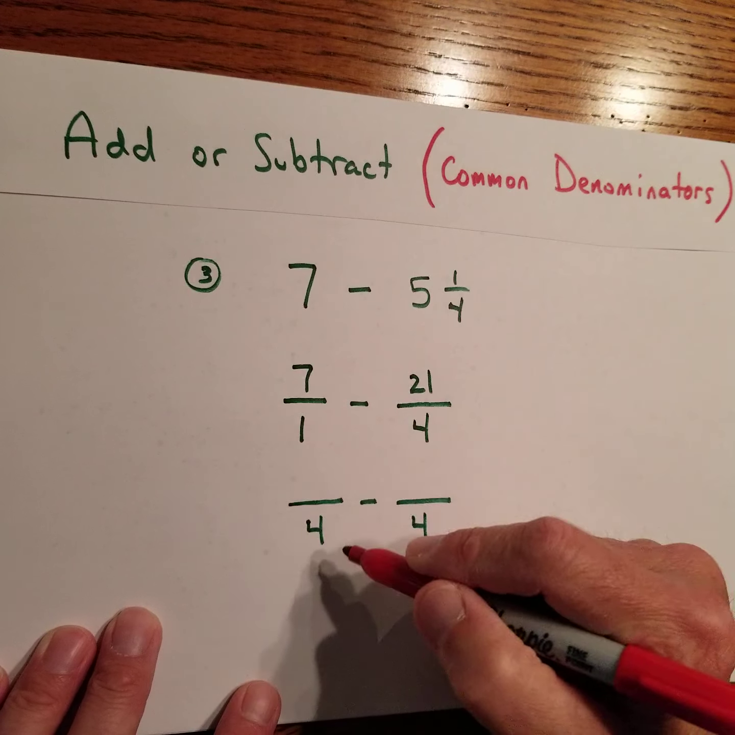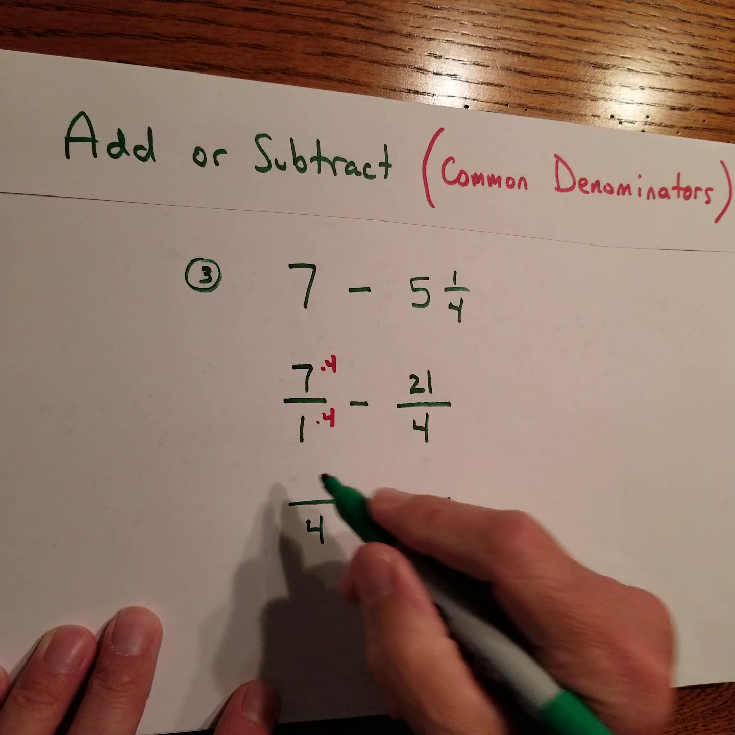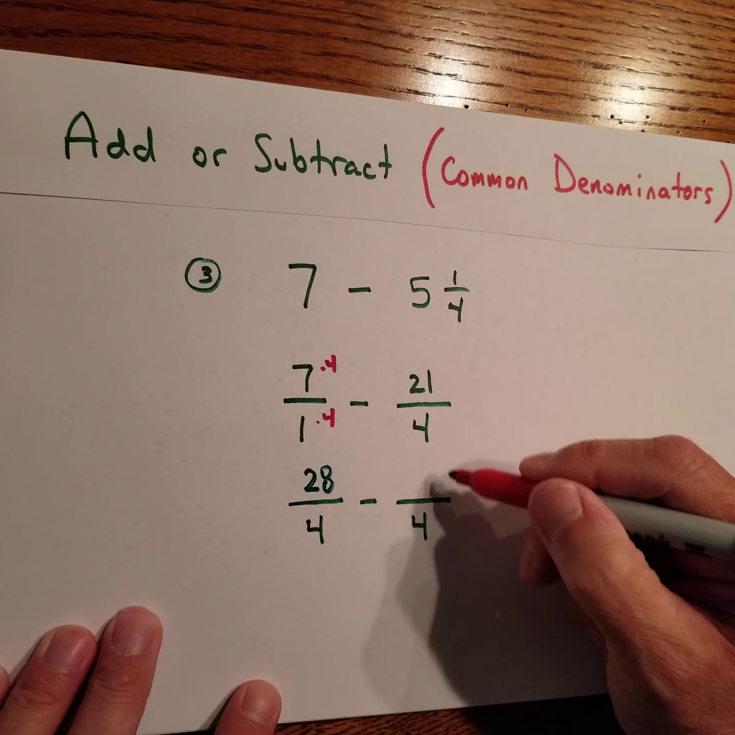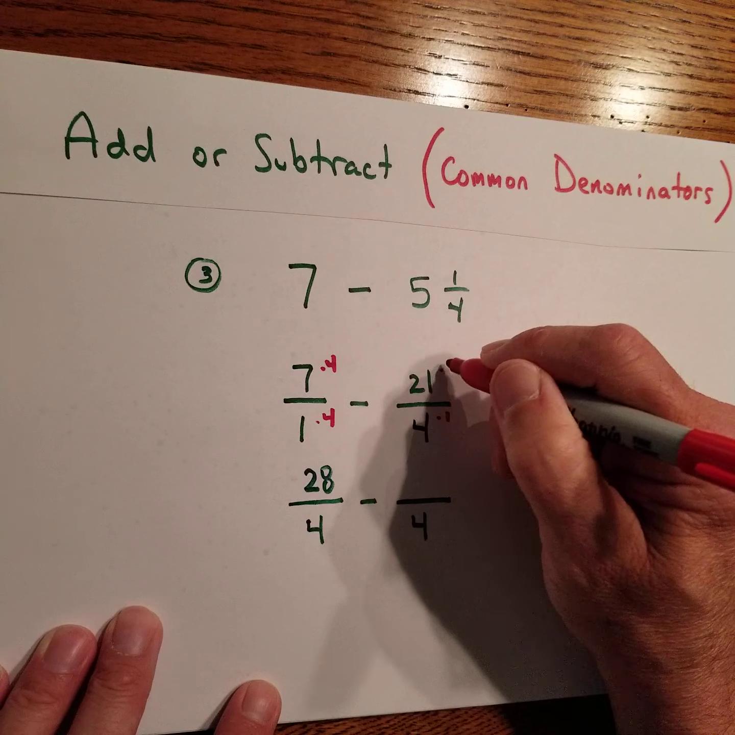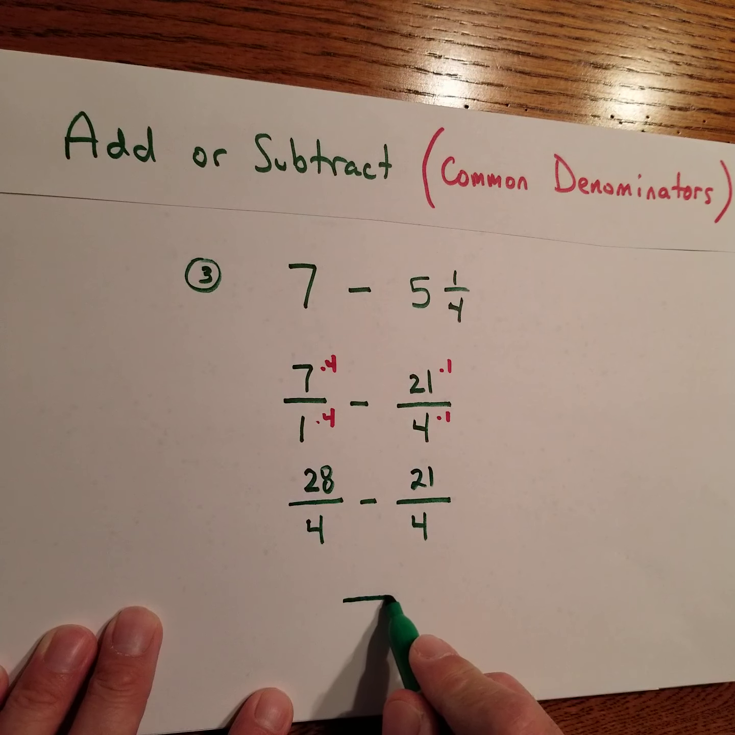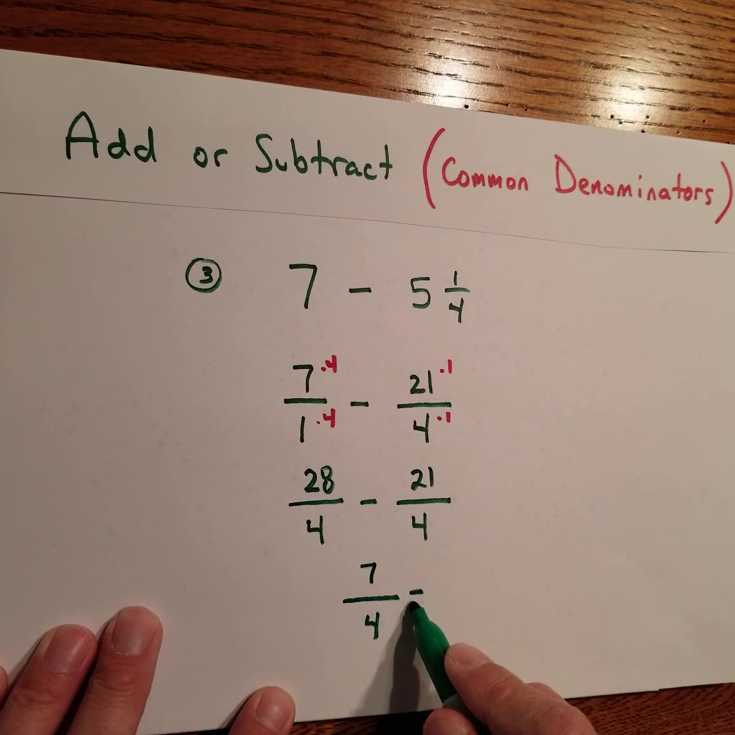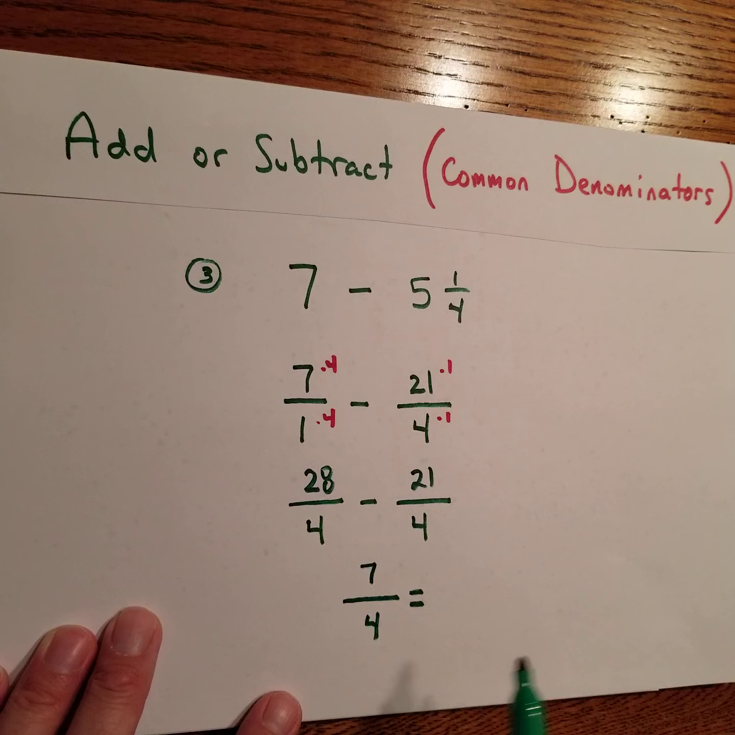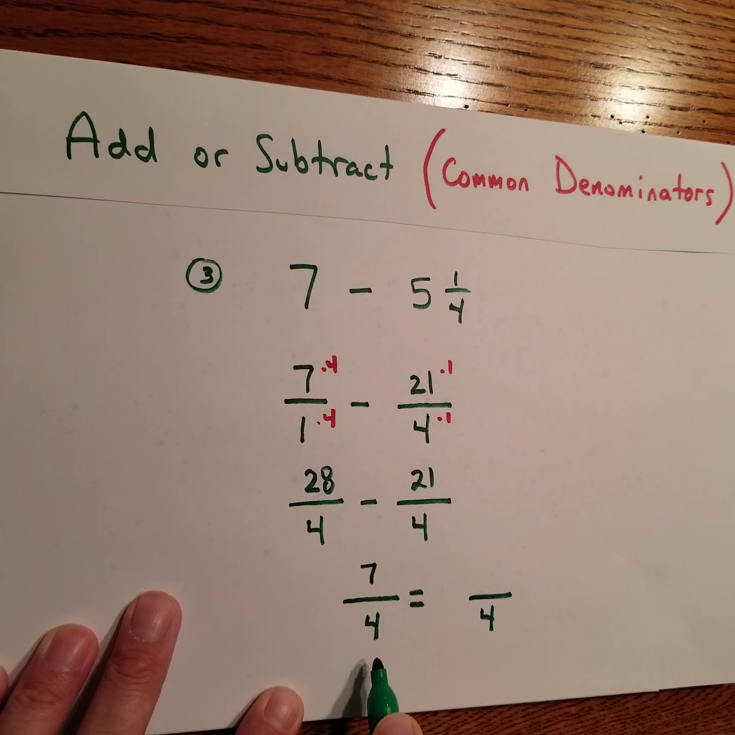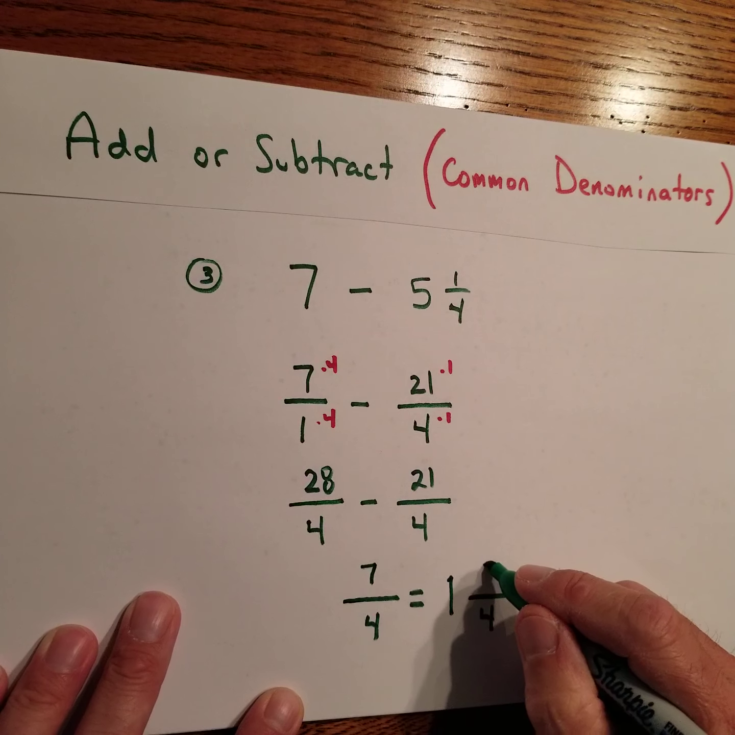Now, what do you multiply times 1 to get 4? Is 4. And what do you multiply times 4 to get itself? Is 1. We'll keep the common denominator, subtract the numerators, then change this improper fraction back into a mixed number. How many times does 4 go into 7? 1 time with 3 left over.